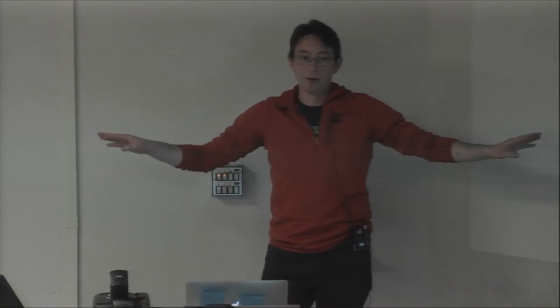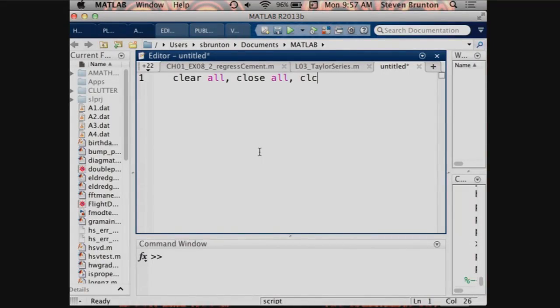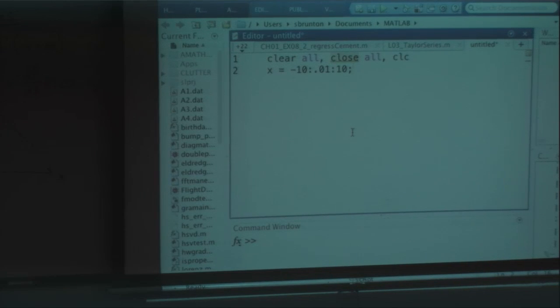Okay, so you can find the MATLAB code online. It's also in the notes. So let's try this. Okay, so first things first, we're just going to plot our sine wave. So I clear all, close all, and CLC. I think that means it clears the command window. So I'm going to create a vector x from minus 10 in increments of 0.01 to 10. Okay, this is a big vector from minus 10 to 10 in increments of 0.01. It's about 2,000 points.